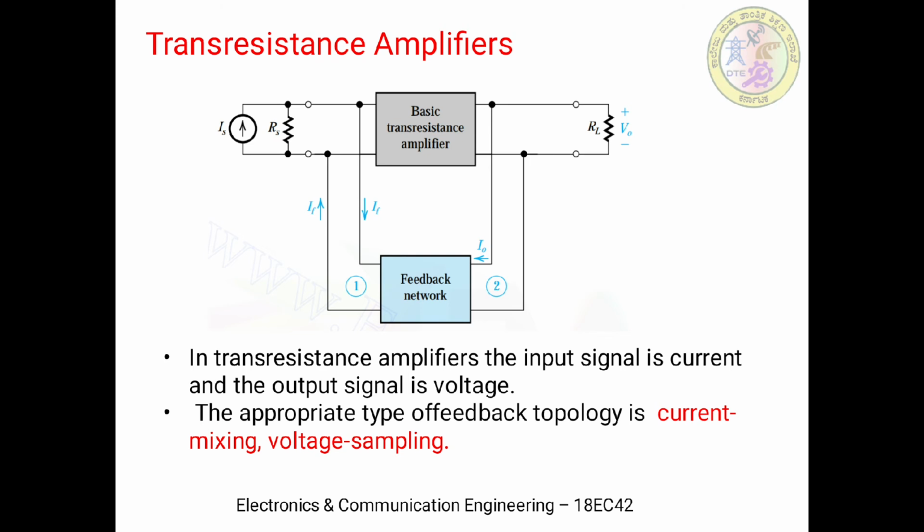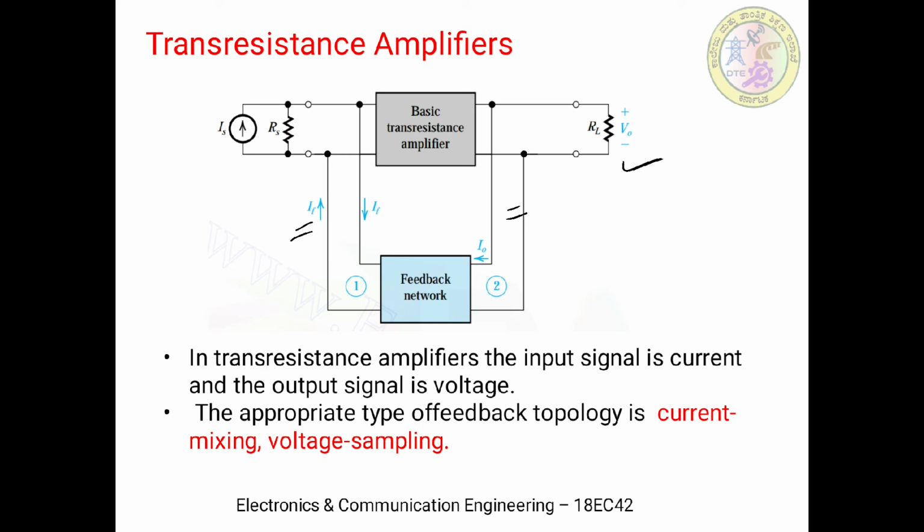Similarly, moving on to the next kind of configuration, we have the trans resistance amplifier. Now in the trans resistance amplifier, you can observe from the diagram that the mixing is current, and the sampling is, just a minute, sampling is a voltage. V0 is being sampled. So in this trans resistance amplifier, the input signal is current, but the output signal is a voltage.